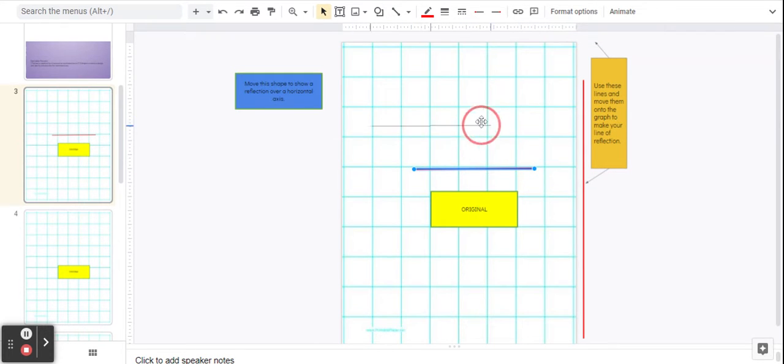Now, if I'm moving the shape around, there'll be some little red lines that kind of pop up. So what I want to do is usually place that horizontal line of reflection about one grid space above my original image. Okay, so I'm going to click it there. That looks pretty good. The next thing that I need to do is move my blue shape so that it creates a mirror image of my original shape.